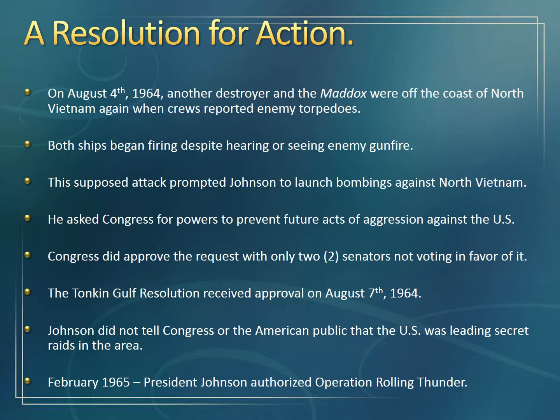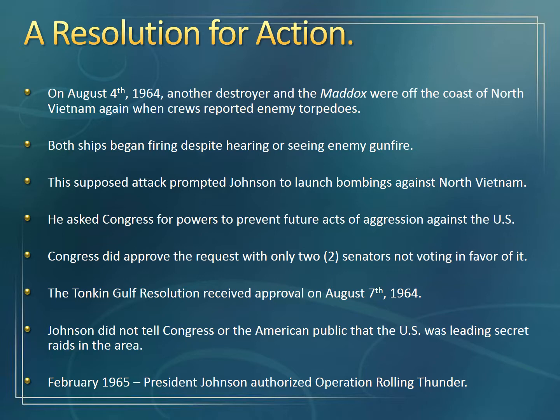Now, one of the things that was going on is that Johnson did not tell Congress or the American public that the U.S. was leading secret raids in the area. That's why the American ships were there in the Gulf of Tonkin. Many people thought the ship was just out there and they weren't really doing anything, but they were conducting secret raids on the area. So again, more controversy going into the Vietnam War.